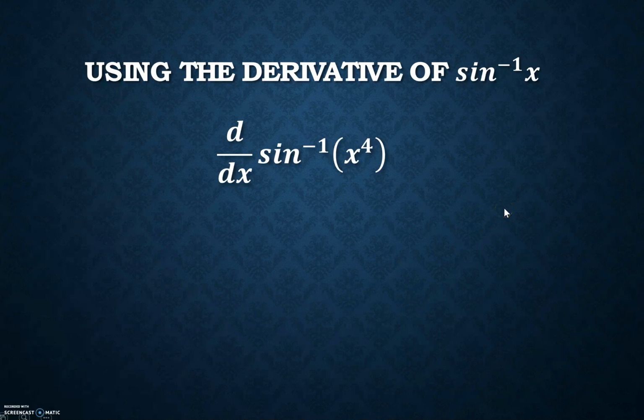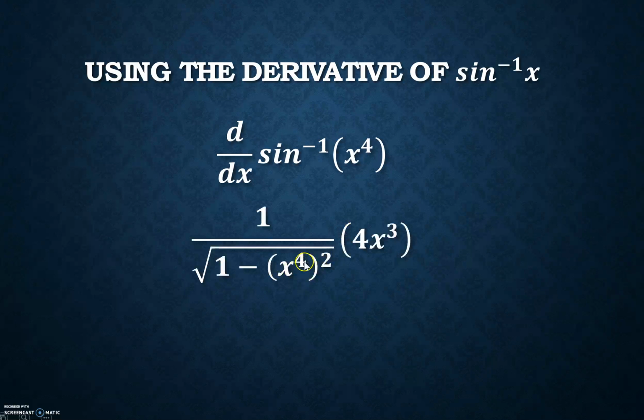Let's look at one more. The derivative with respect to x of inverse sine of x to the fourth is still going to be 1 over the square root of 1 minus something squared. Let's see, what's going to be squared this time? X to the fourth is the function that's squared. And then you need to multiply by the rate of change of x to the fourth, 4x cubed, using the chain rule. I hope that helps.